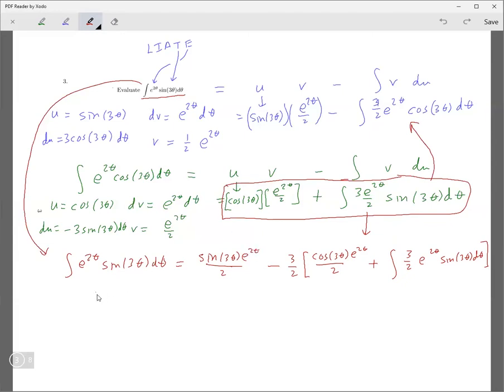Okay, so what we're going to do is distribute the 3 halves in. Distribute into here. So that's going to be minus 9/4. And instead of doing dittos, I should just write the whole thing out.